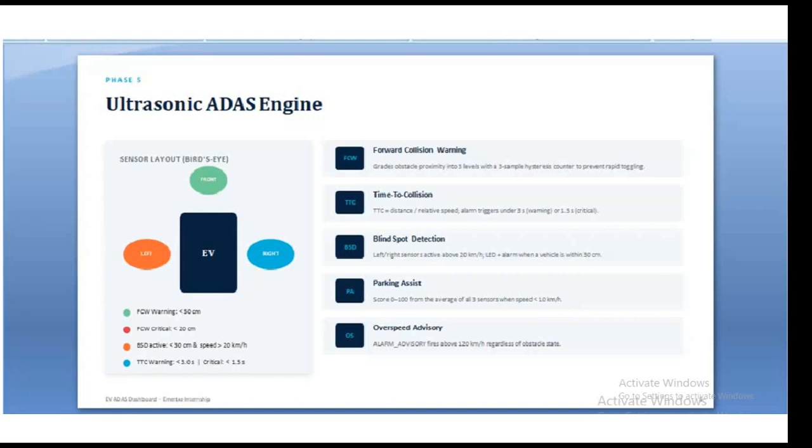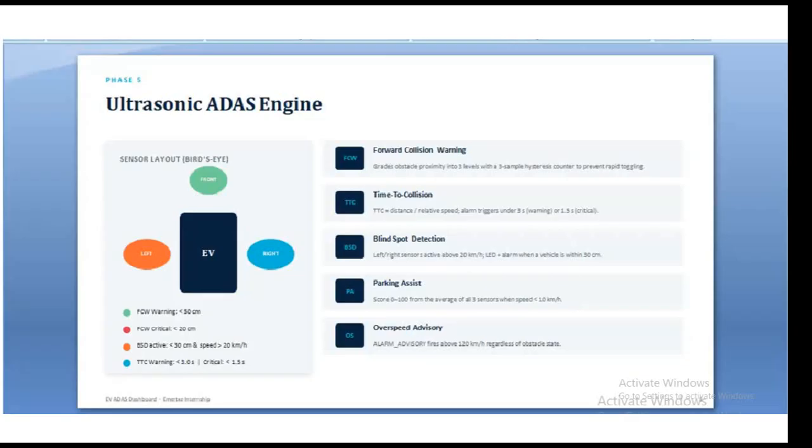The second feature is the time to collision, or TTC. This estimates how much time is left before the vehicle may collide with an object, based on the current speed and the measured distance. And the third feature is blind spot detection, or BSD.